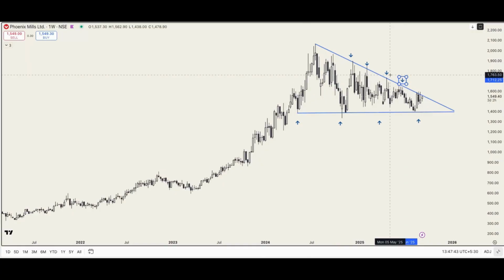Okay. So do you see this higher lows and then lower highs like this? So this is squeezing and creating one symmetrical triangle. It is compressing the energy. Okay. Now how do we validate that?